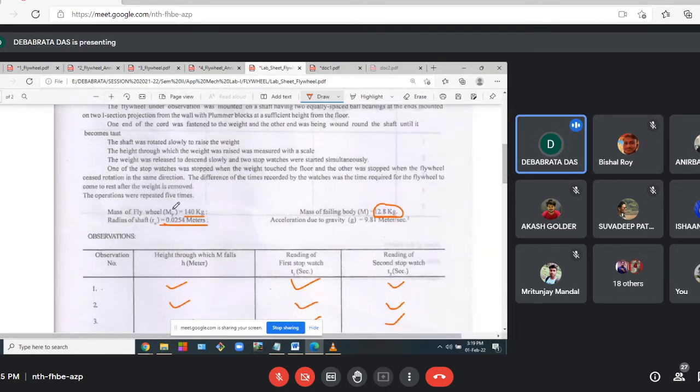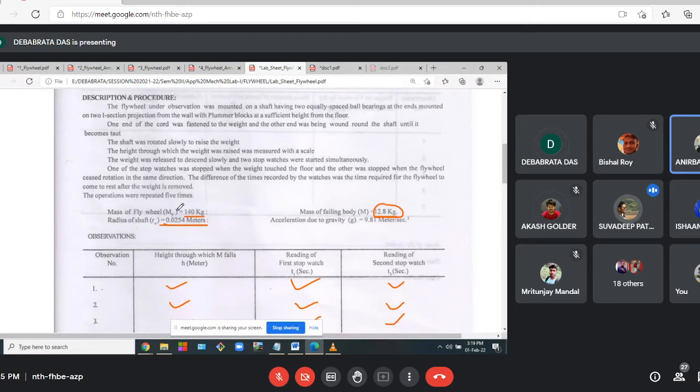Now, this is MF, the mass of the flywheel. When will the mass of the flywheel be used? Once you find I, then I divided by MF under root gives the radius of gyration.